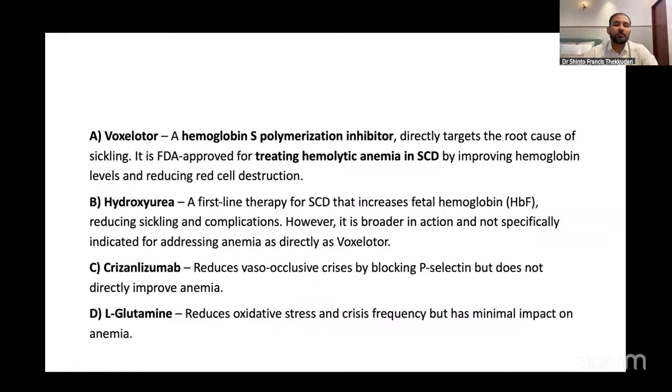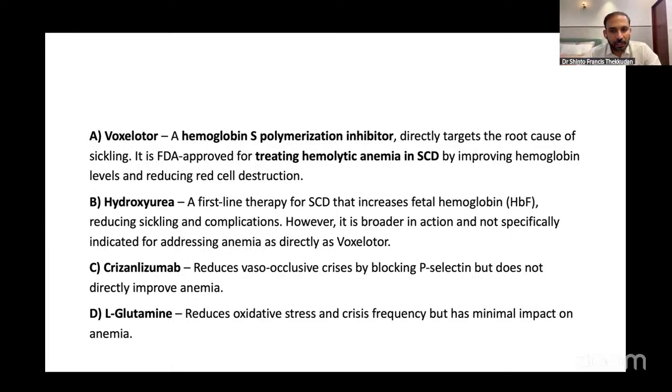So voxelotor, it's an HbS, that is hemoglobin S, polymerization inhibitor. So it directly targets the root cause of sickling. It's FDA approved for treatment of the hemolytic anemia in SCD. So it improves the hemoglobin and reduces the destruction, which is the reason for the anemia. Hydroxyurea in India is first line because it is an HbF inducer, and reduces the sickling and complications. But the problem is with longer duration, leg ulcers, all those things can happen. It has a broader action, but not specific, not like voxelotor.